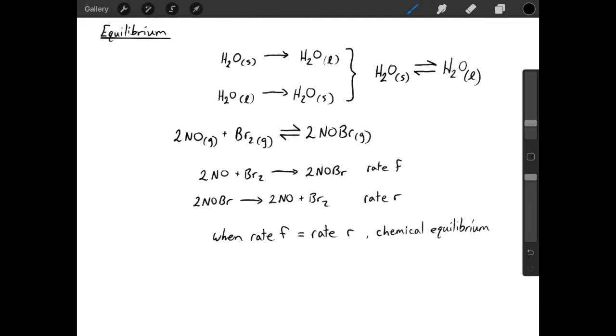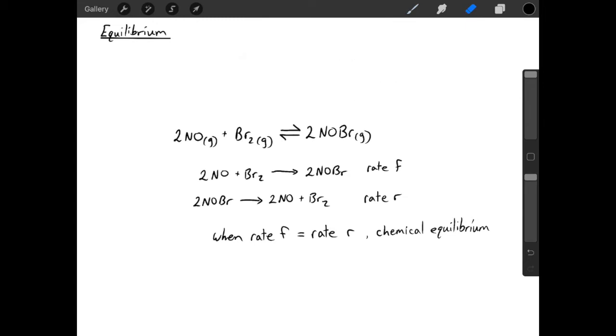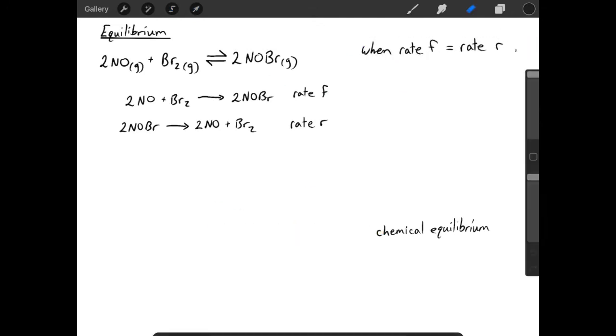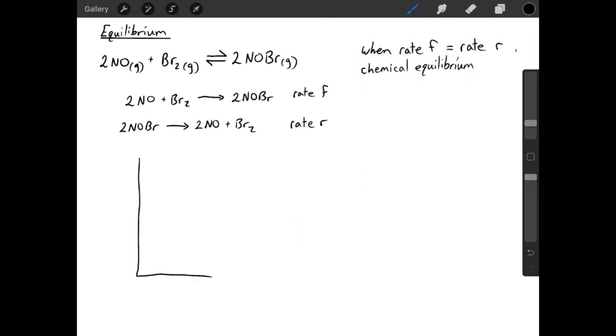So at equilibrium, the forward reaction is making NOBr, and the reverse reaction is making NO and Br2 at exactly the same rates, so that the concentrations of each component is going to stay constant. The concentration of NOBr is constant, and the concentrations of NO and Br2 also remain constant. And we can represent this graphically as well.